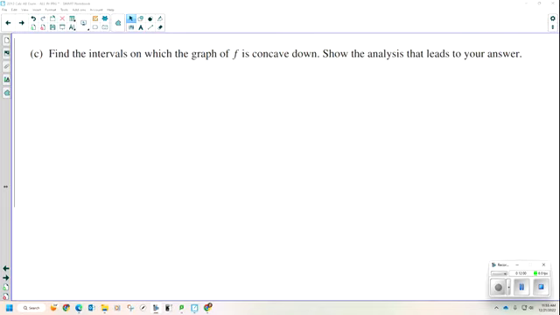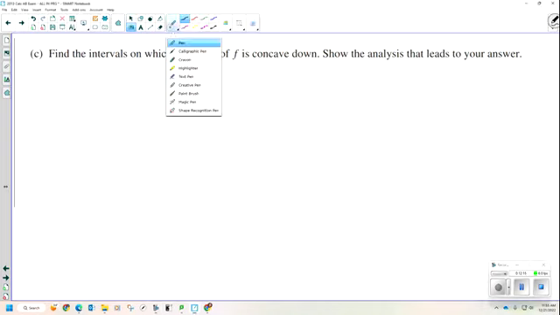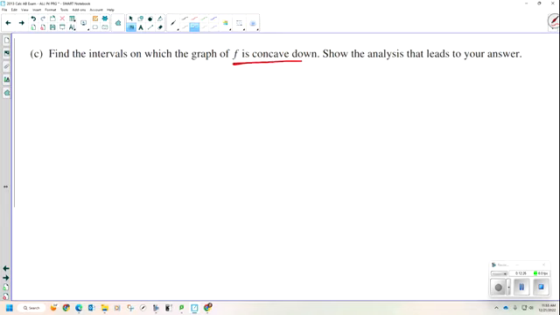For C, and I believe question 4 only has 3 parts, A, B, and C, so we are done after this one. Find the intervals on which the graph of f is concave down. Show your analysis that leads to your answer. First of all, for 4b, they wanted to know when the function was increasing. That was when the first derivative was positive. For C, they're saying when is f concave down? That's when the second derivative is negative. It's a minus sign. I'll just say negative.